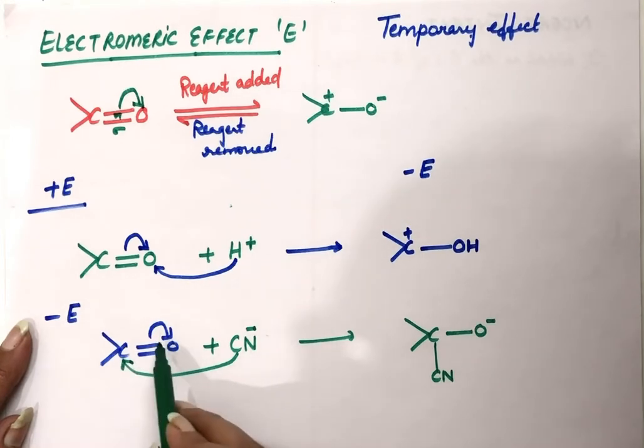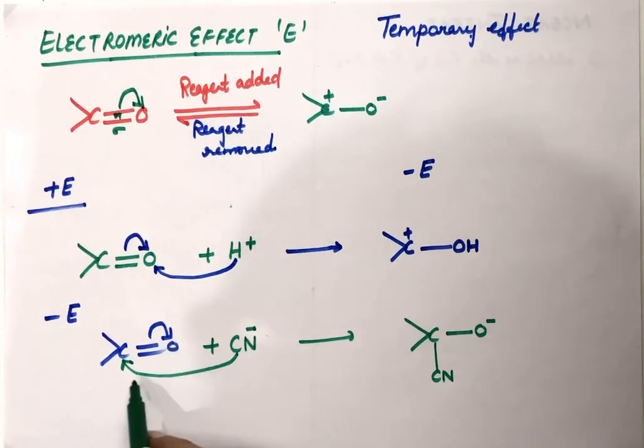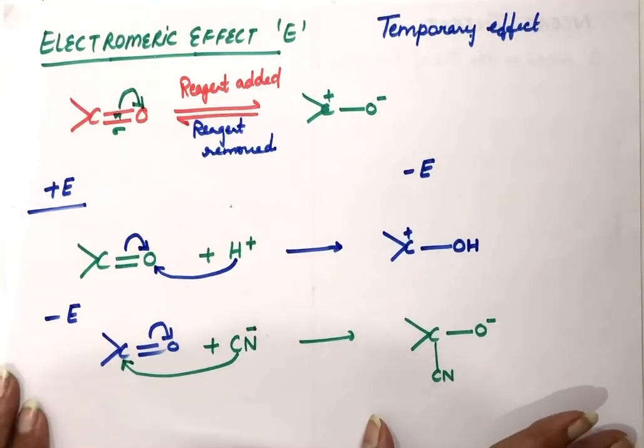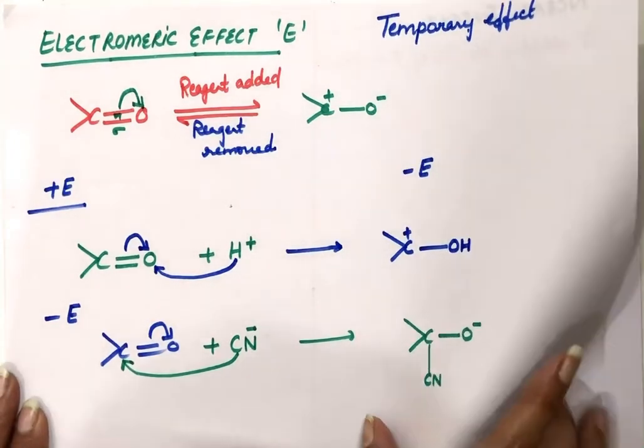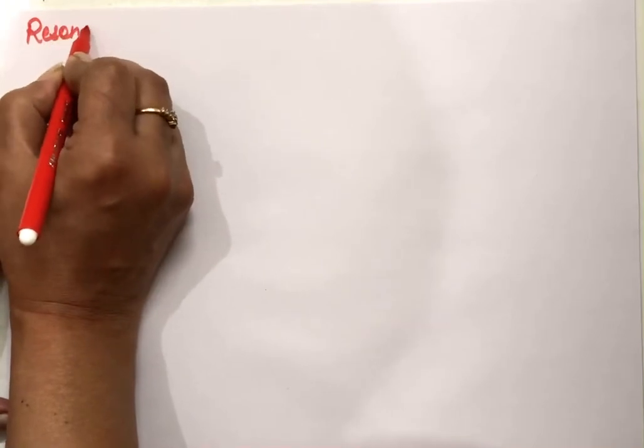If the electrons of the double bond are transferred to an atom of the double bond other than the one to which the reagent gets finally attached, then this effect is known as minus E effect. So this is the second effect in this topic, electronic displacements in a covalent bond. Now the next topic after this is resonance. This we have done in the covalent bonding chapter also.